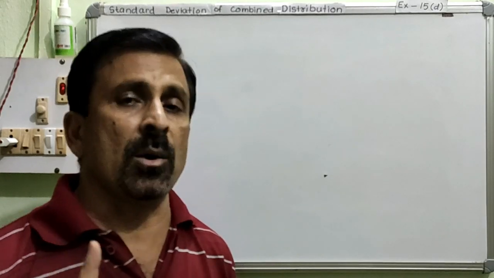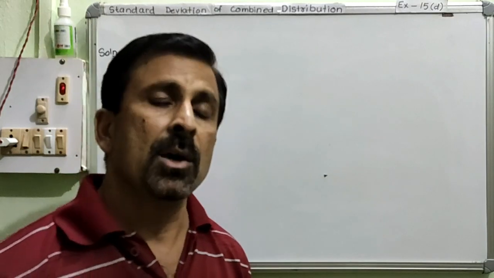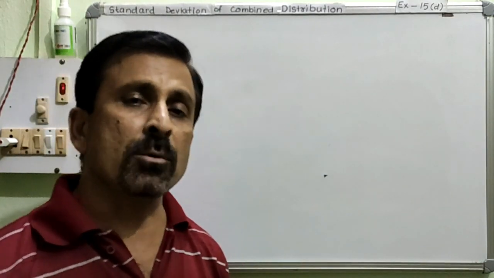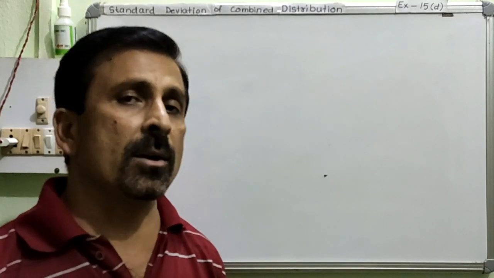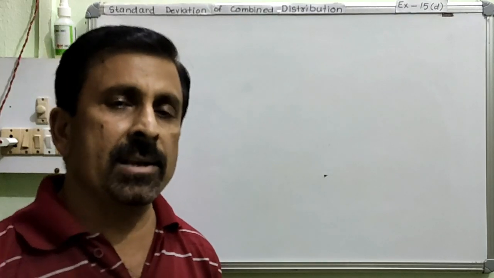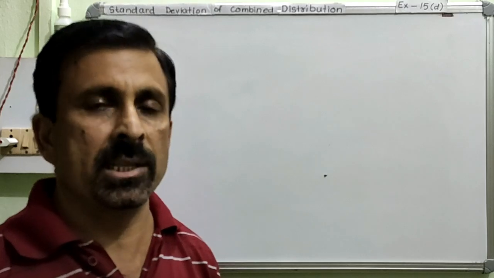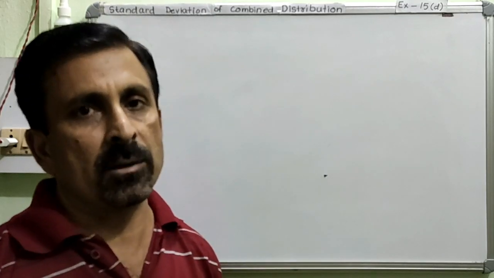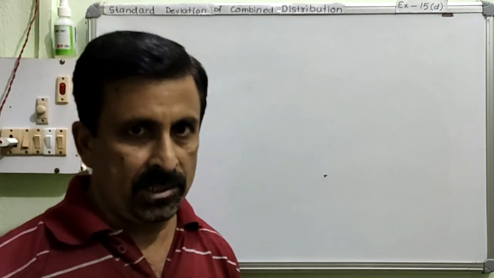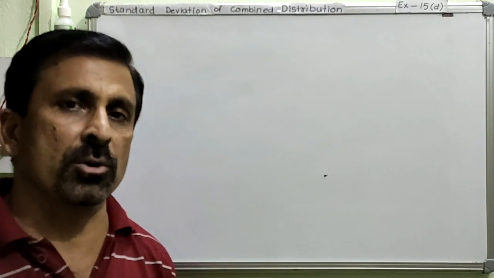Even if the question is only to calculate the standard deviation of the combined distribution, you will have to calculate the combined mean. Because without having the combined mean, you will not be able to calculate the value of D1 and D2. Therefore, you have to first calculate the combined mean, and only then can we find out the standard deviation. Is this very clear? So with this, now we are moving on to question number 11.